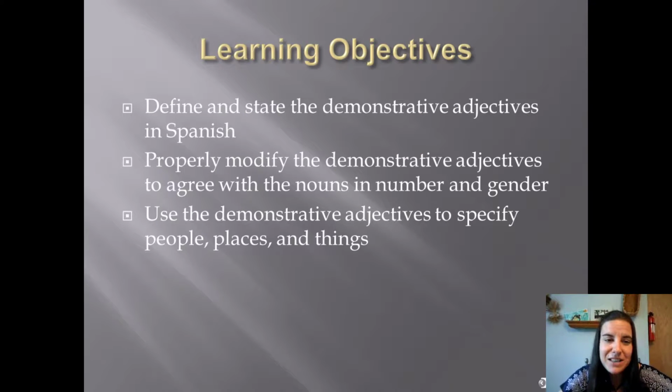The learning objectives are that you will be able to define and state the demonstrative adjectives in Spanish, properly modify the demonstrative adjectives to agree with the nouns in number and in gender, because they're adjectives and we know that adjectives need to agree with nouns, and use the demonstrative adjectives to specify people, places, and things.